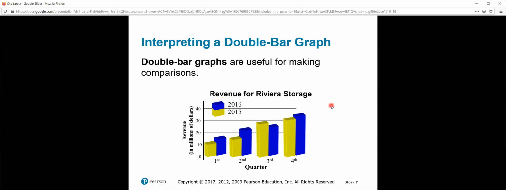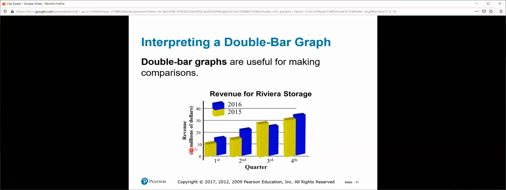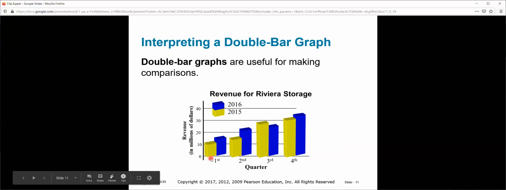Sometimes we have double bar graphs, again with the 3D. What is going on with this, Pearson? Double bar graphs are useful in making comparisons. This essentially plots two different data points on the same axis. Down here, we have revenue of Riviera Storage, how much money this particular storage company made per quarter, first, second, third, fourth. Here's the revenue in millions, good for them. And the chart explains yellow is 2015 and blue is 2016. So this is essentially putting together two different data points.